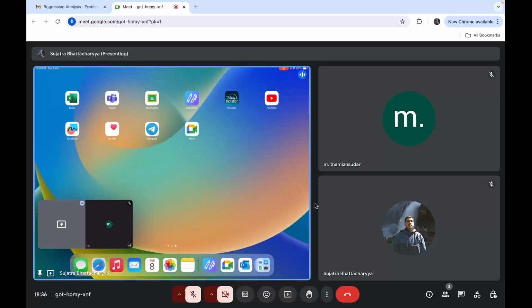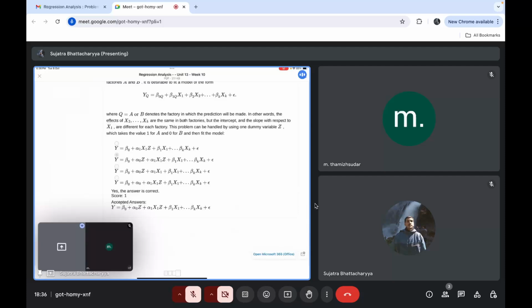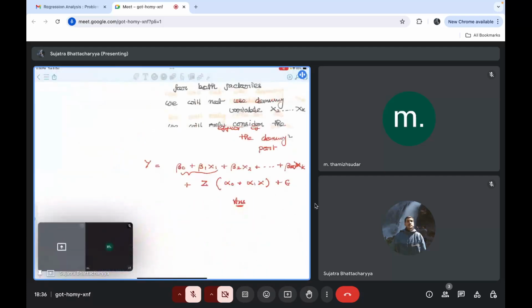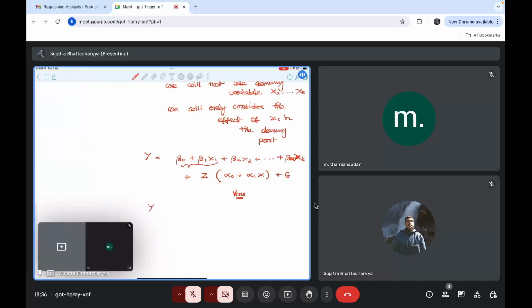So if you look at the 10th question, finally it is beta naught plus alpha naught z plus alpha 1 x1 z and so on. All the things are there. If you open it and write it here, you will get the same thing. So beta naught plus alpha naught z plus alpha 1, the interaction term x1 z, plus all our other terms, beta 1 x1 plus beta 2 x2 and so on up to beta k xk plus epsilon. That's it. This is the final answer.